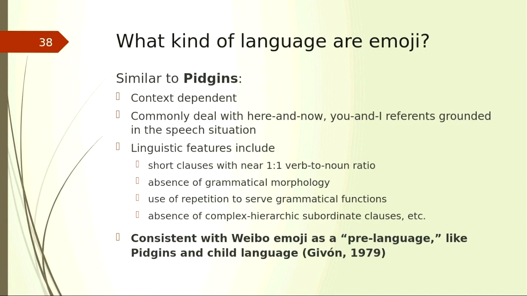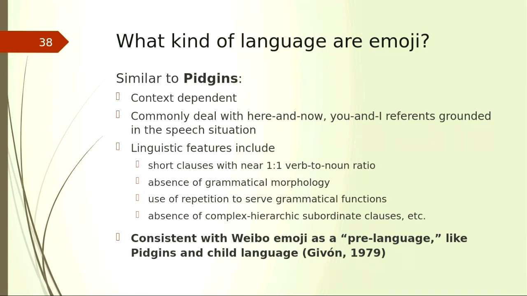They also share linguistic features, including short clauses with a near one-to-one verb to noun ratio, an absence of grammatical morphology, use of repetition to serve grammatical functions, and a relative absence of complex hierarchic subordinate clauses, as well as a number of other features. And so I think then emoji are consistent with what Givon calls a pre-grammar, or what I'm going to call a pre-language, like pidgins and child language.